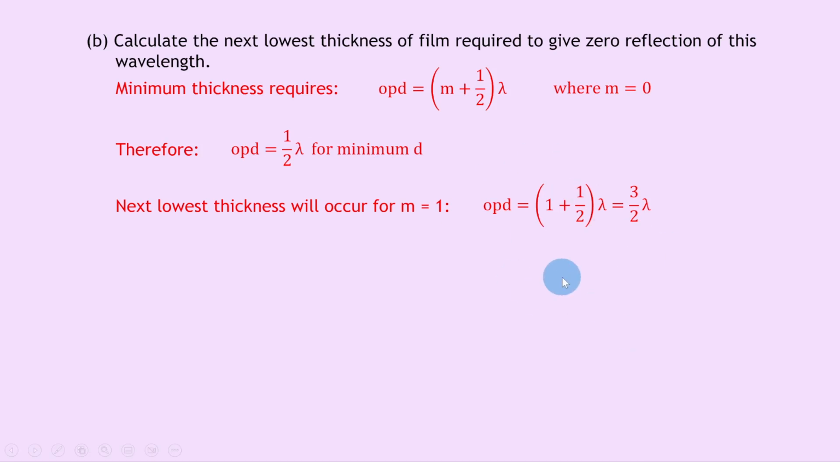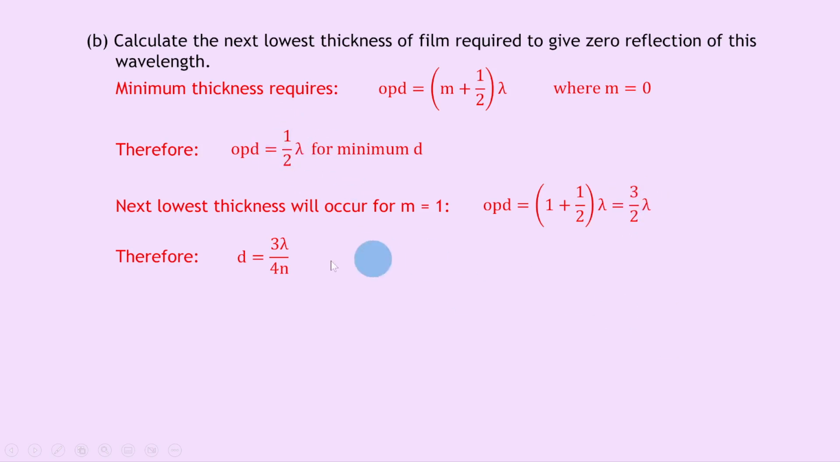So if we were to write 2n coating d is equal to 3 over 2 lambda, or 2nd equals 3 over 2 lambda, and rearrange for d, then we end up with this expression here, d equals 3 lambda over 4n. So instead of just lambda over 4n, we've got this 3 term which has come from the 3 over 2 lambda here, instead of just the 1 over 2 lambda that we had before.